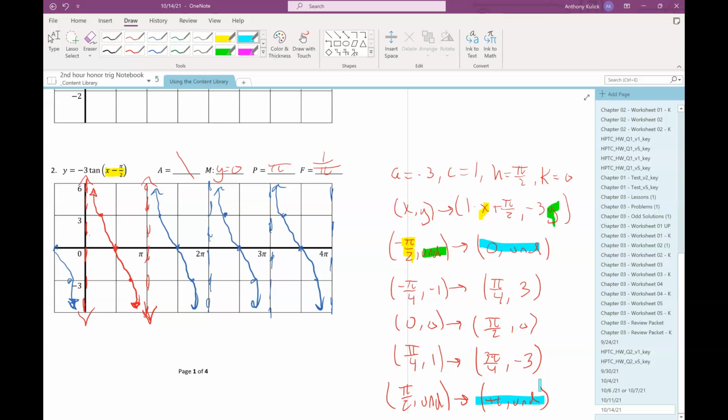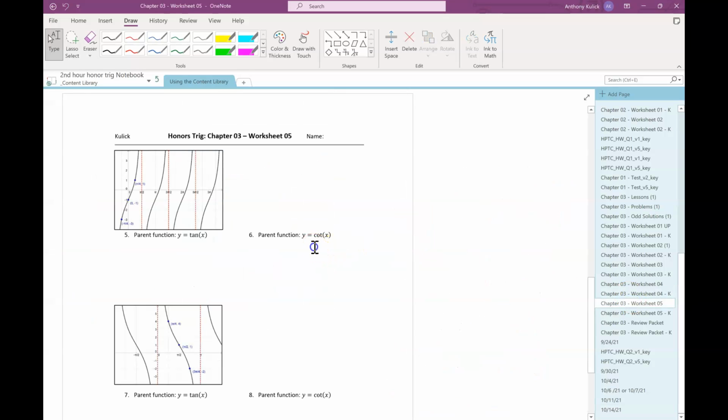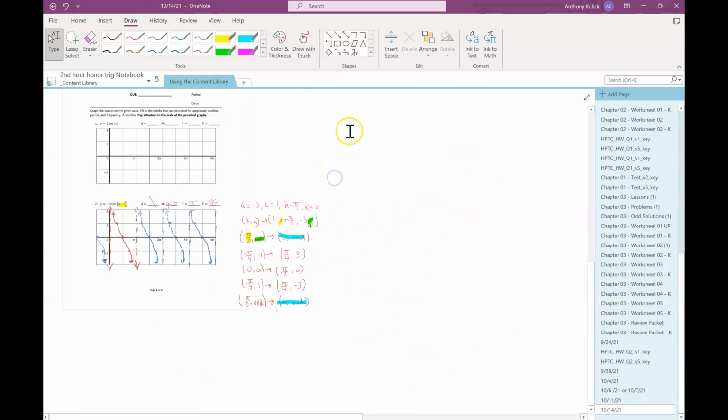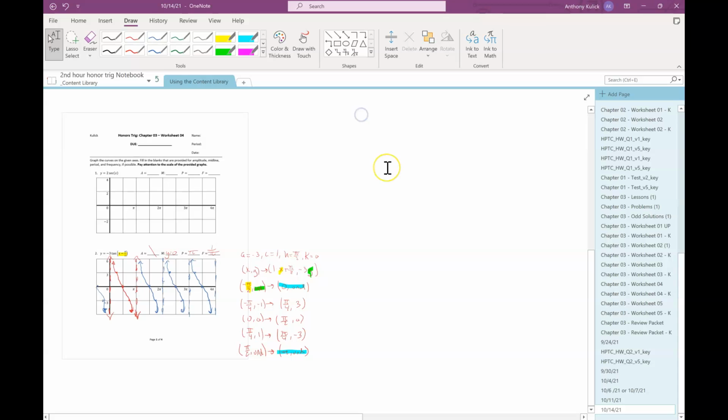Allie, did I see your hand up? Yeah, that was my question. Oh, okay. Regina. Could you do it on worksheet 5, number 5, please? Sure. Worksheet 5, number 5. Let me just find a spot for this.